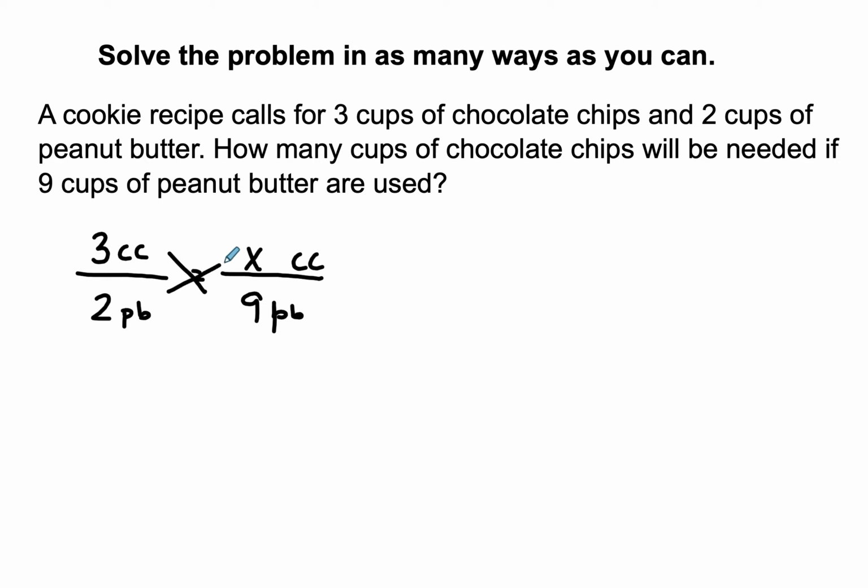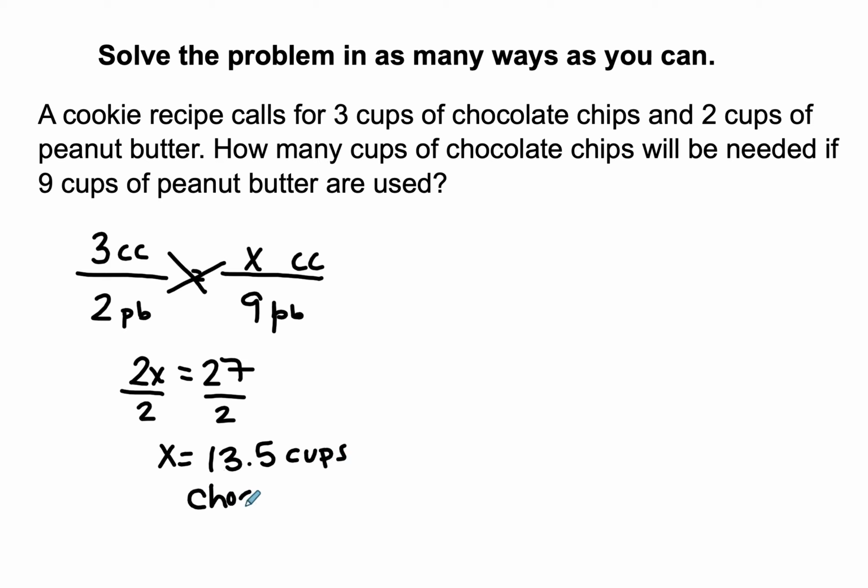Okay, so let's see. I'll do cross products as my strategy. 2 times X is 2X. 3 times 9 is 27. When I divide 27 divided by 2, I get 13.5 cups of chocolate chips.